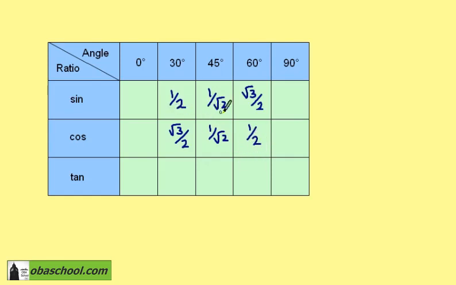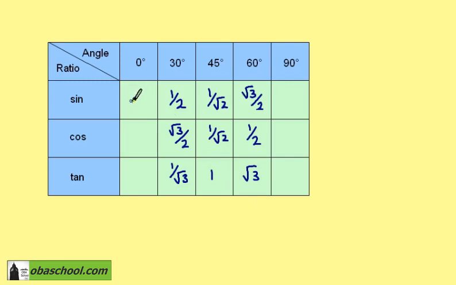Note the relationship between the sine and the cosine. The order is reversed. And also, as we've seen, sine 45 and cos 45 are equal. For the tangent we had 1 over root 3, 1, and root 3.